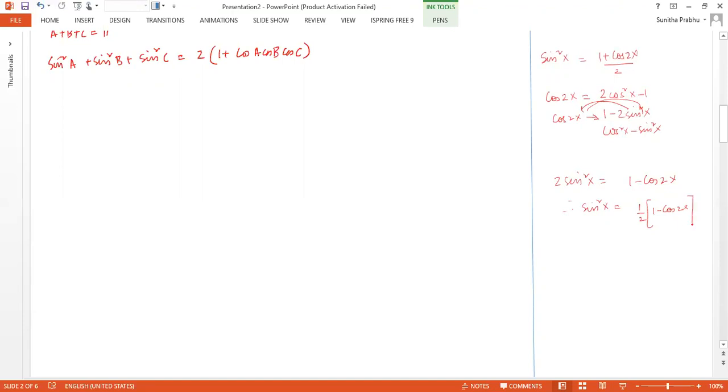Is it okay, guys? Very good, Vaishnavi. Because I have everything as sine square, for everything I can convert it into half of (1 minus cos 2x), right? So please help me, Vaishnavi, now. Okay, so it's going to be half (1 minus cos 2A). Are we taking the half completely common? Yeah. Plus half (1 minus cos 2B) plus half (1 minus cos 2C).